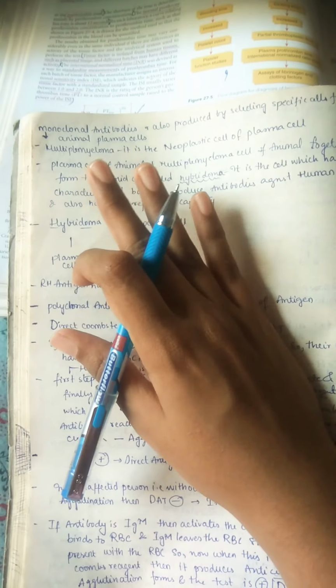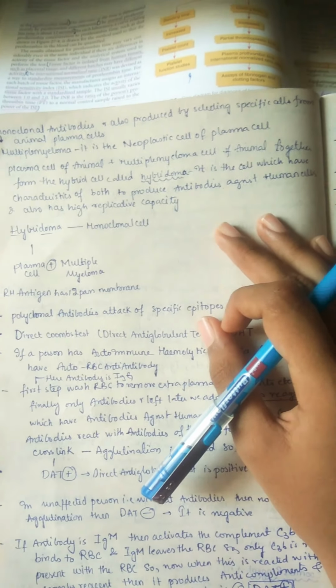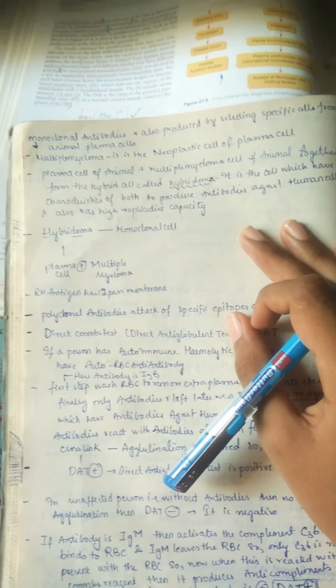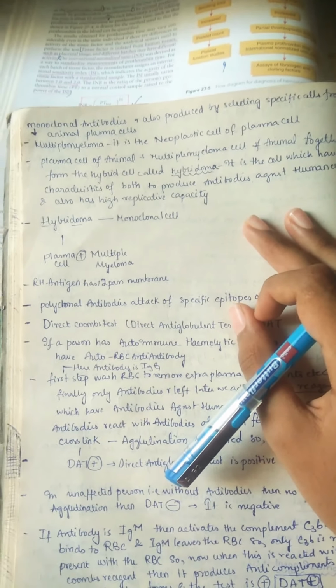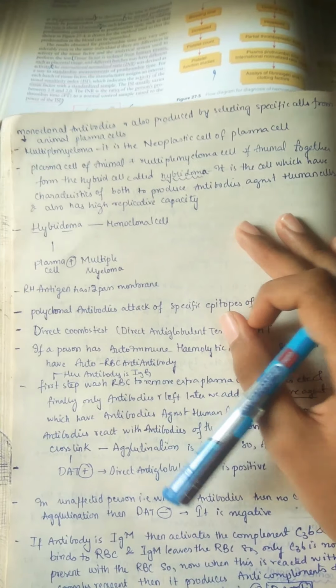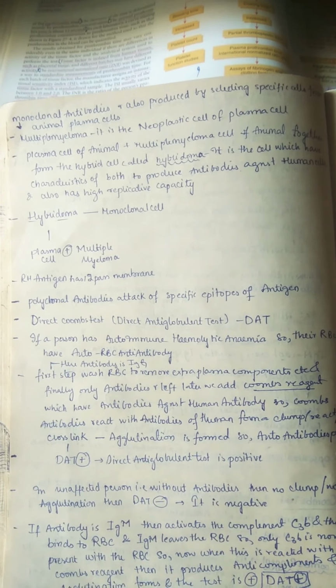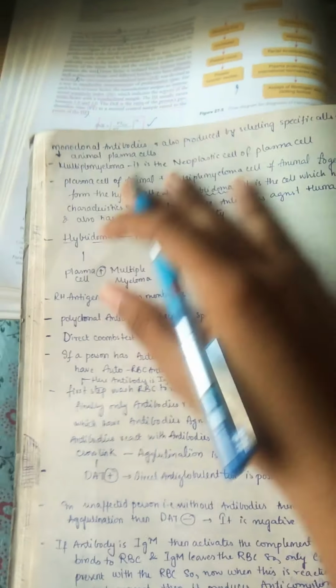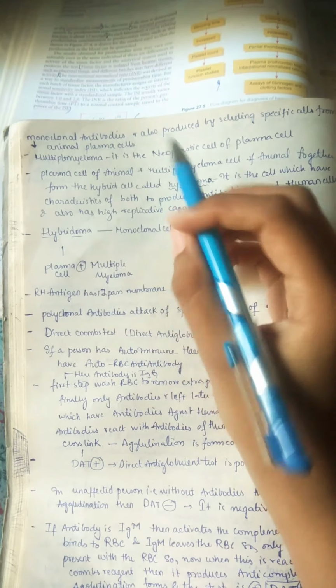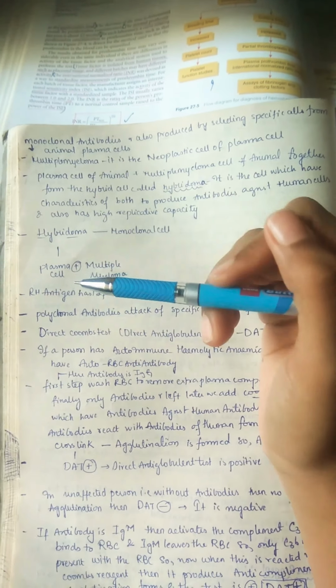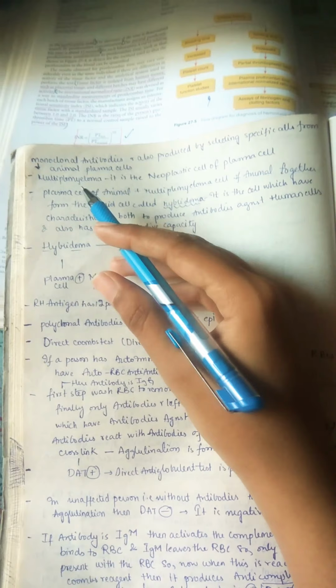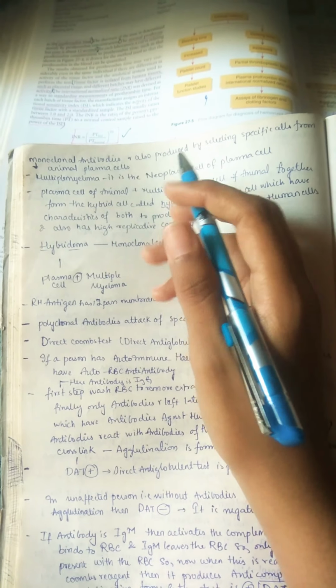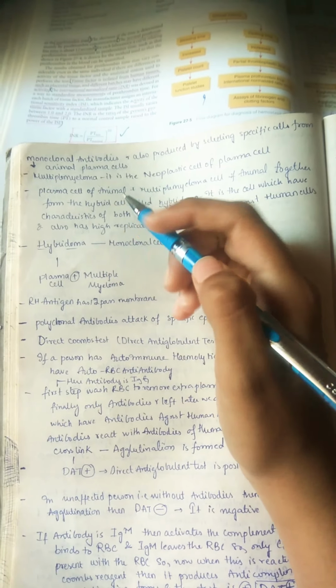Monoclonal antibodies are also produced sometimes by selecting specific cells from animal plasma cells. Multiple myeloma is a neoplastic cell proliferation of plasma cells. Sometimes we may add this cell to form a specific type of cell. It has a neoplastic proliferation, meaning it has a high capacity to proliferate, and we have already taken the monoclonal antibody, an antibody against the RBC.